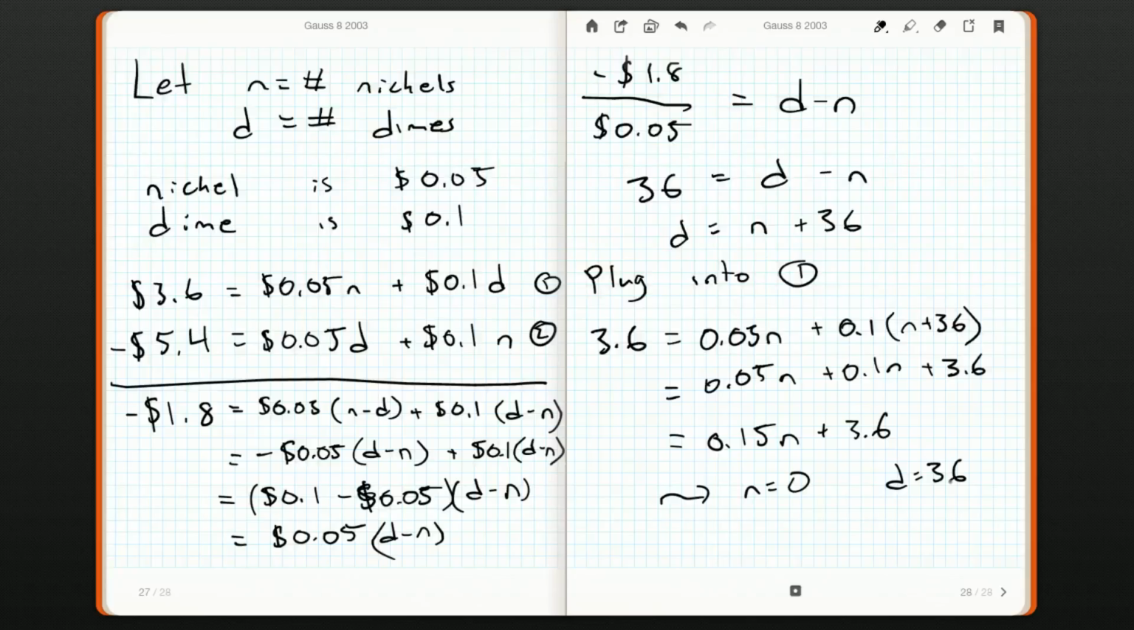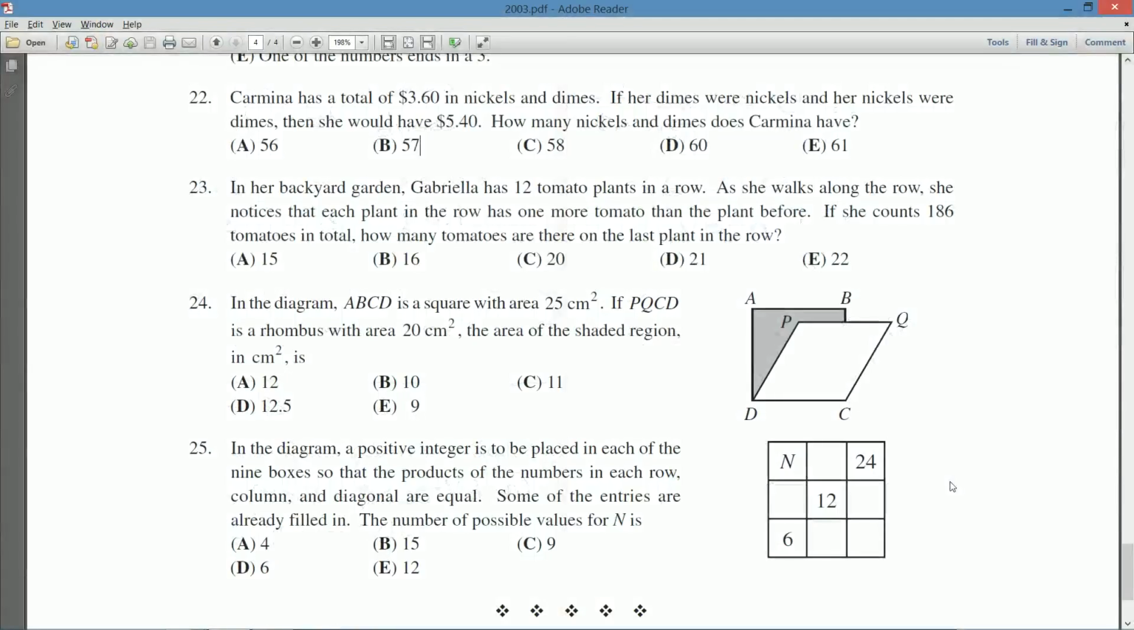Okay. Dimes is nickels plus 36. And so we thought, let's make sure I did that division properly. 1.8 divided by 0.05, 36. So 36 should be dimes minus nickels. Let's do 36 times 0.1. Yeah, 3.6. Did I maybe copy the numbers down wrong? No, 360 in dimes and nickels.